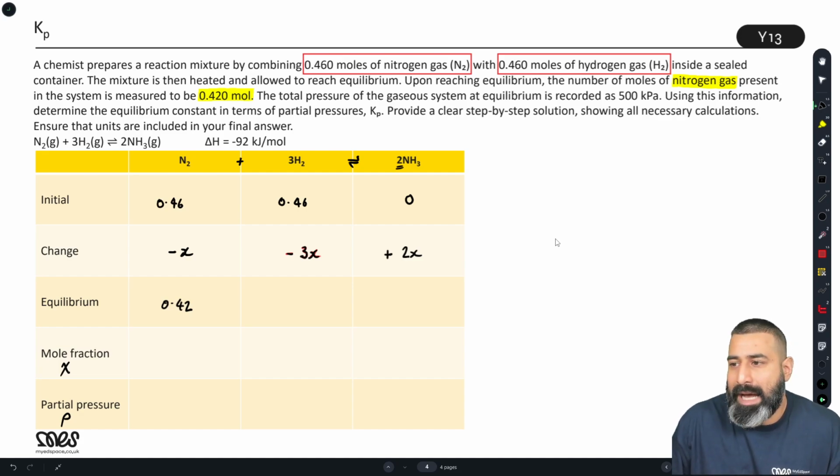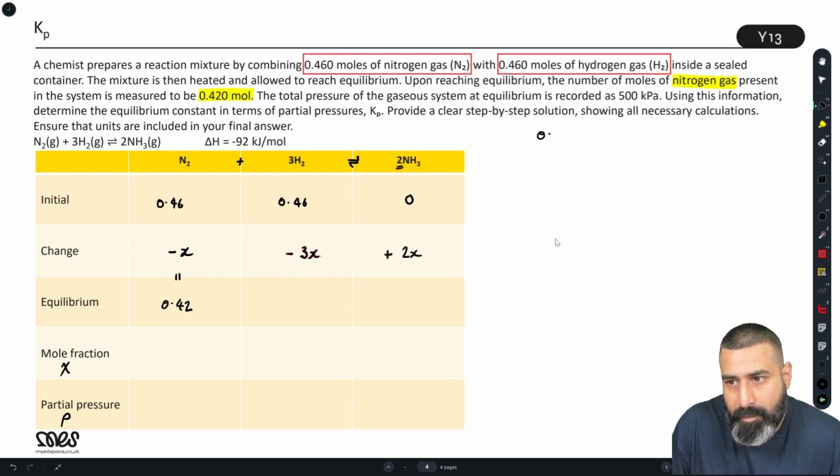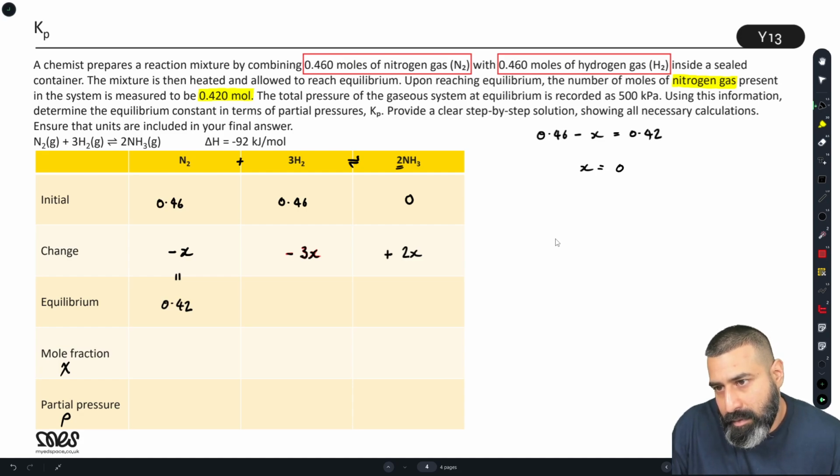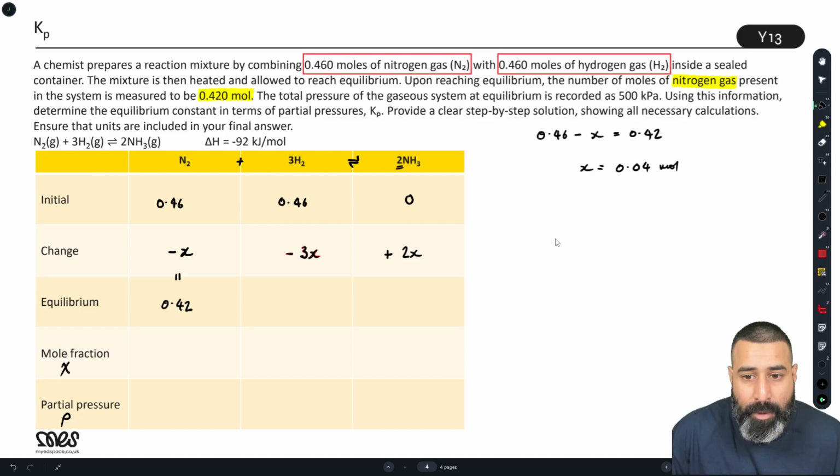Okay, so how do we read this? How to read this first column? So it actually reads as an equation. So 0.46 minus X equals 0.42. So we can use this to calculate what X is. So X equals 0.04 moles. Okay, so that's what my X is. So that's how we read that.